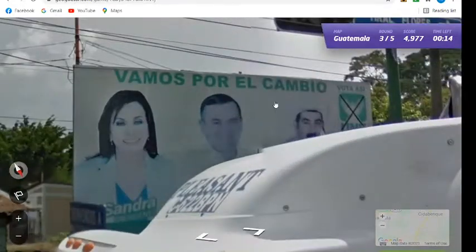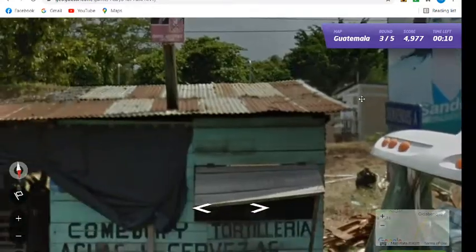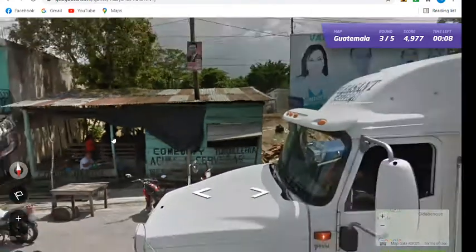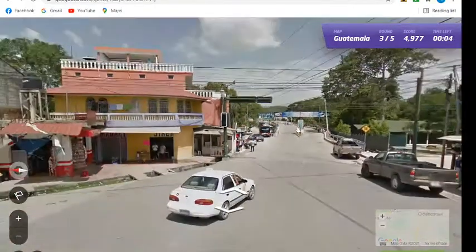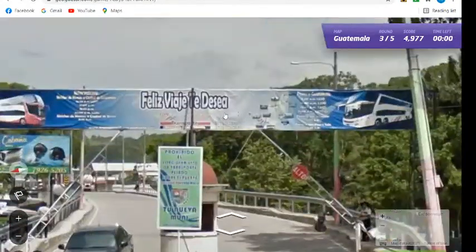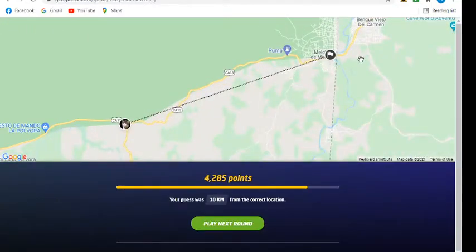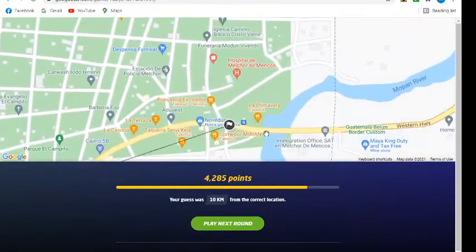Maybe there's more actually. I mean, those prices were in liters, right? Tikal, Flores. Feliz viaje te desea. Oh, okay. So yeah, that was in fact the border.